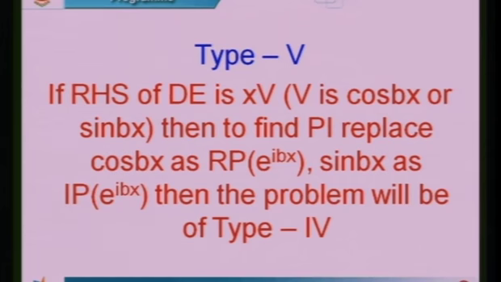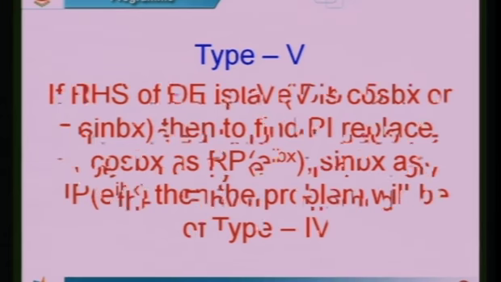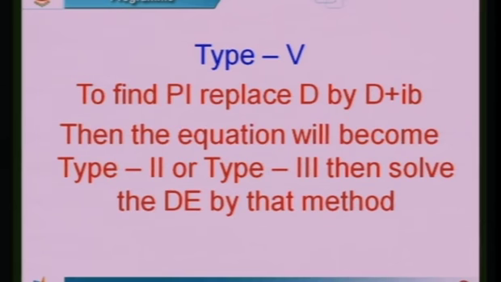Then to find the PI, take cos bx as the real part and sin bx as the imaginary part: cos bx is the real part of e power i bx, and sin bx is the imaginary part of e power i bx. Then the problem will be of type 4. In type 4, as you did, replace D by D plus ib, then the equation will become type 2 or type 3, and then solve the differential equation by that method.